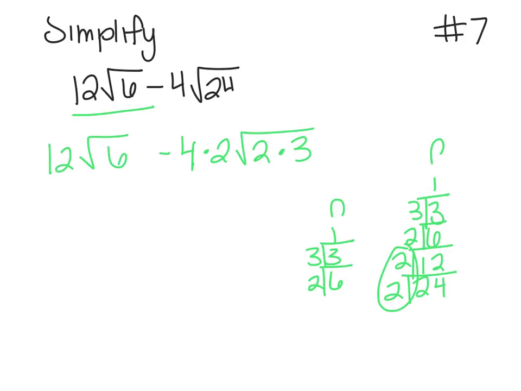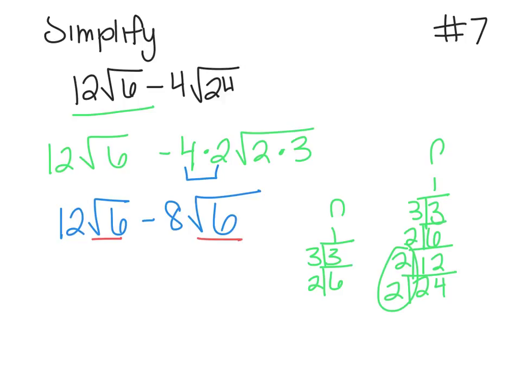So let me go ahead and simplify that a little bit. 4 times 2 is 8, 2 times 3 is 6. Now, since the radical 6's are the same, I leave the label, and then I add and subtract the numbers in the front. So 12 minus 8 is 4, and my final answer is 4 rad 6.